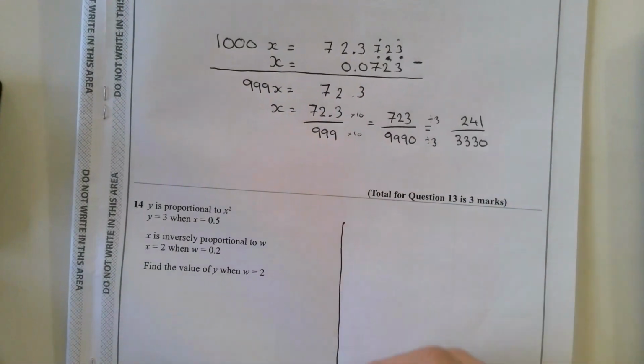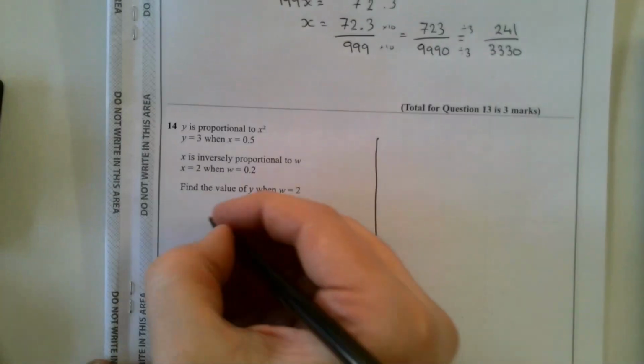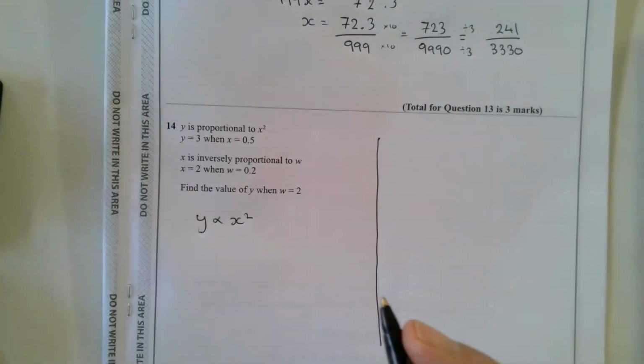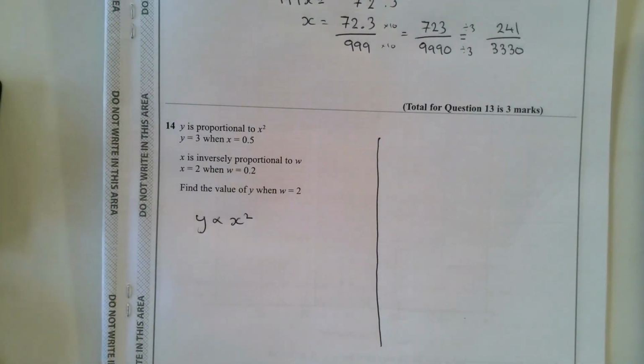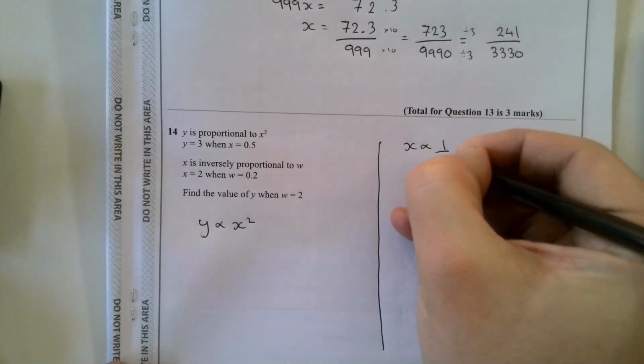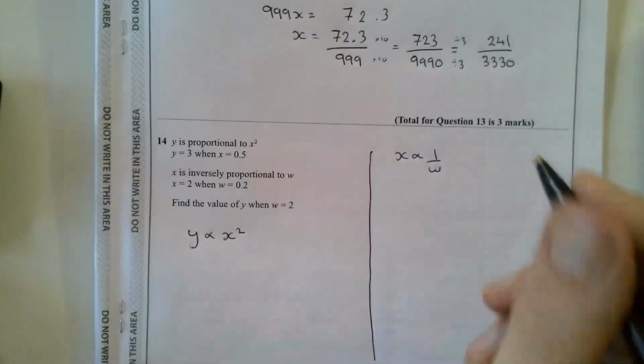This one. I was very, very impressed with my class for doing this. Y is proportional to x squared. Now that is not a mark. Let me just confirm the marks I've got here. Y is proportional. No, so I haven't got a mark yet. And the other one is x is inversely proportional to w. So I haven't got a mark, but I've got a concept.